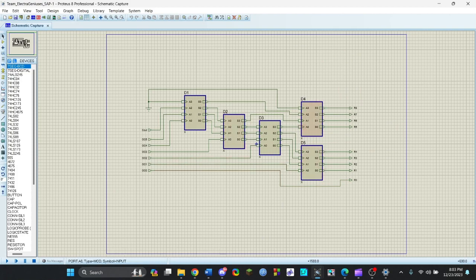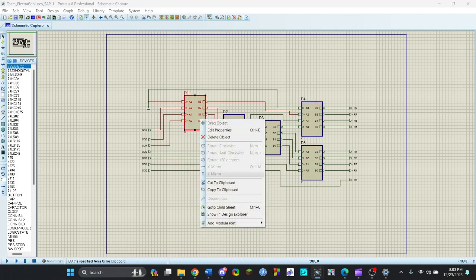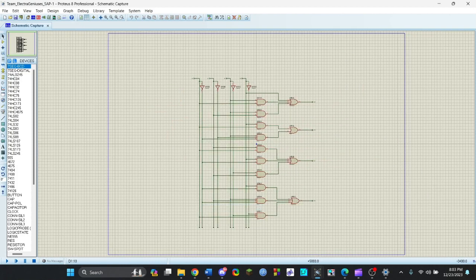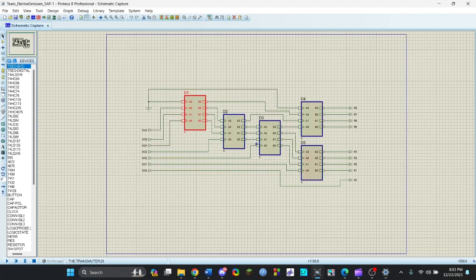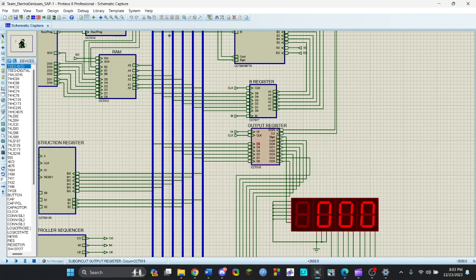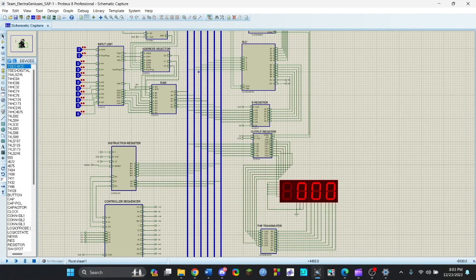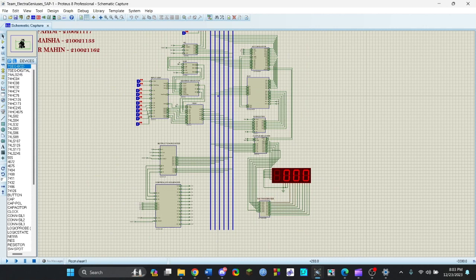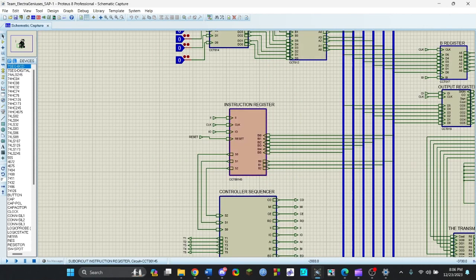Here we used different types of components. This is our double dabble circuit, and it is connected directly to the output register. It takes the input from the output register and sends output to our 7 segment display and shows the result. Then we have our instruction register. What is an instruction register? First of all, it has 6 inputs.